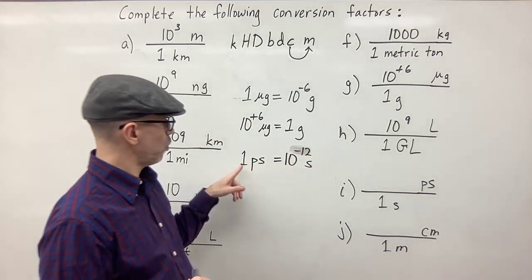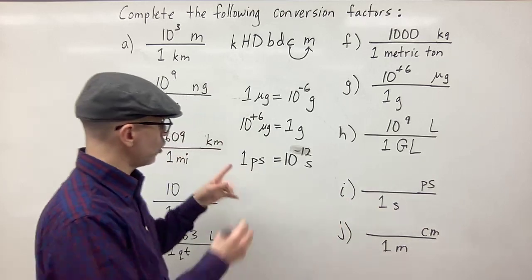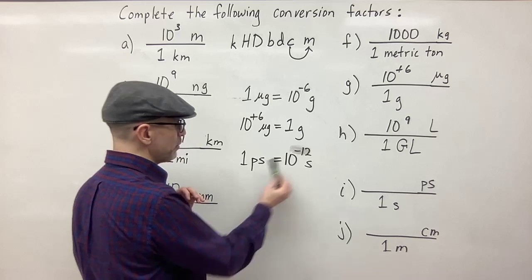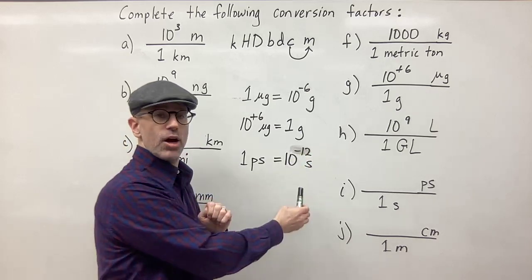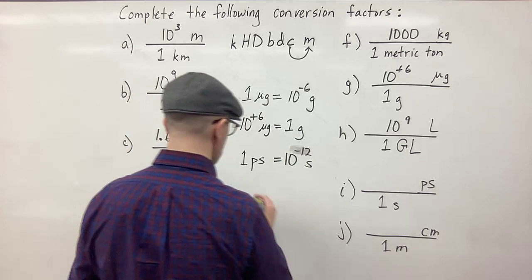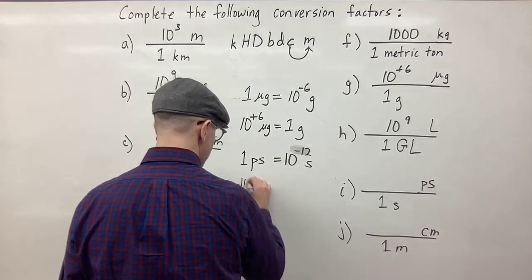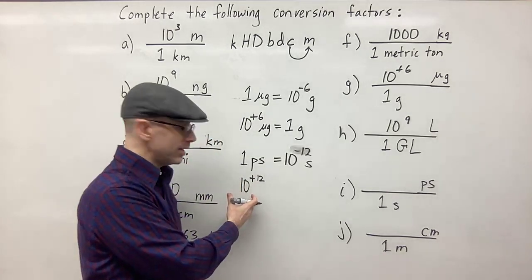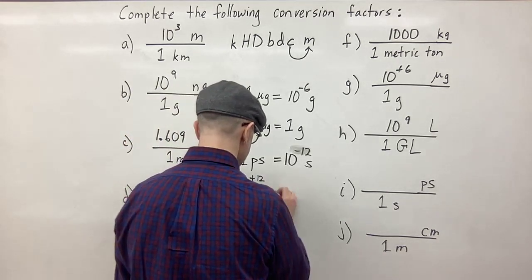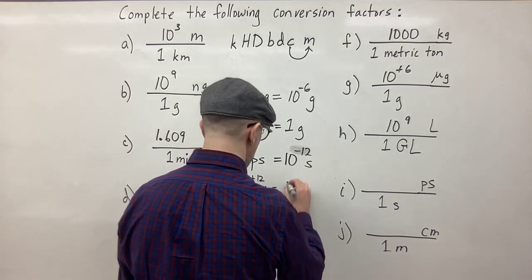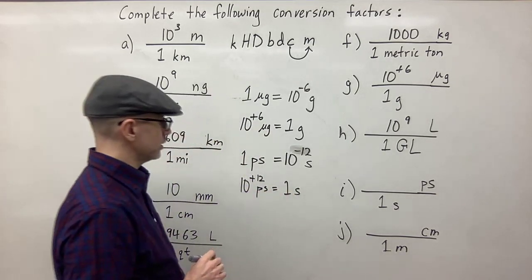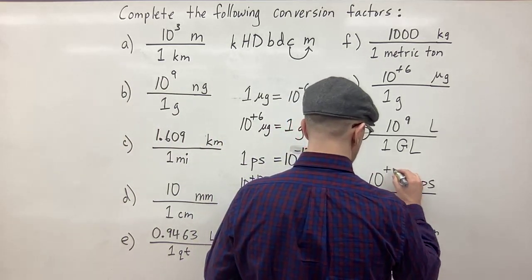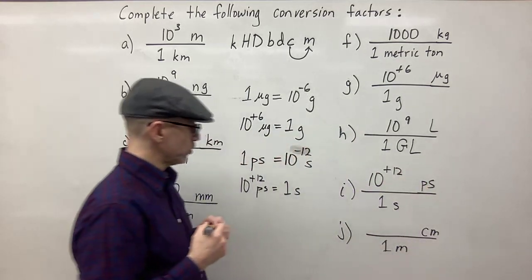But we don't have 1 picosecond, we have 1 second. So again, I'm going to put the 1 on this side, and I'm going to take this and put it on this side. But when I do, I change the sign from negative to positive. So this would be 10 to the positive 12. So 1 trillion picoseconds is equal to 1 second. So then here is what we put in. So we put in 10 to the positive 12 picoseconds.